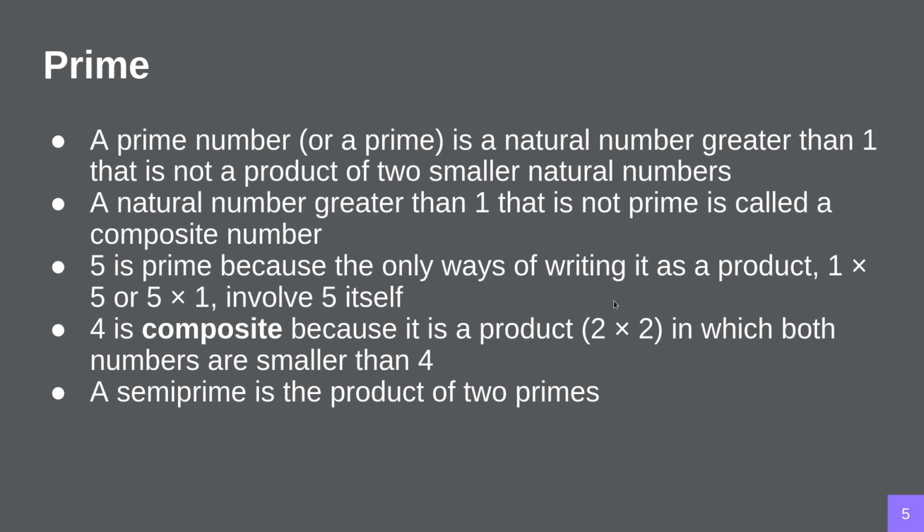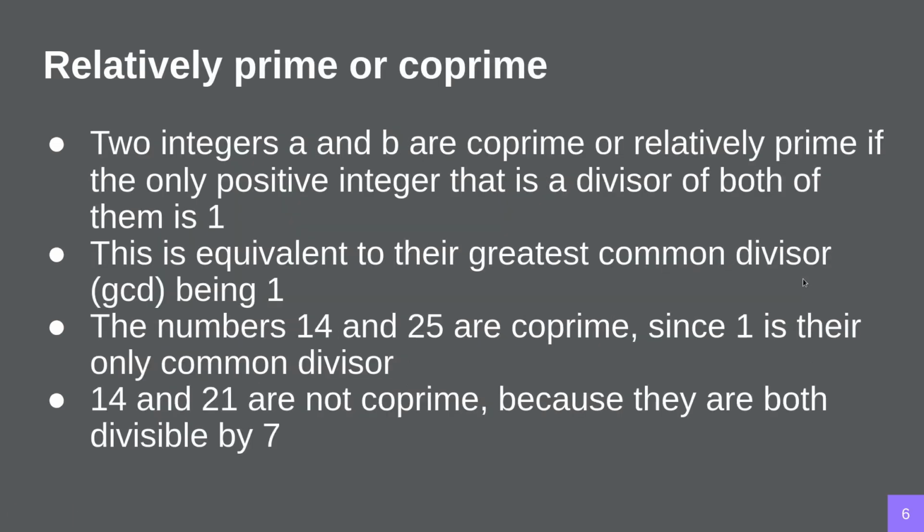And that means that those two numbers are relatively prime, or co-prime. A prime number is a natural number that's not a product of two smaller natural numbers, that doesn't have a factor other than itself or 1. The other type of numbers we have are composite numbers. Little bonus answer: a semi-prime is just the product of two primes. So relatively prime, or sometimes co-prime, is when two integers share a GCD of 1.